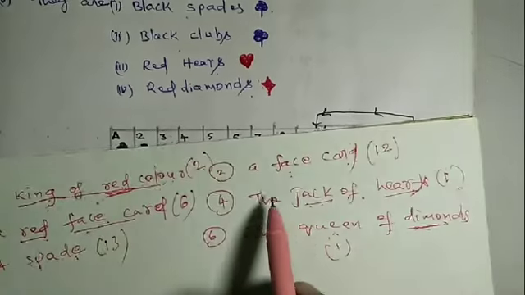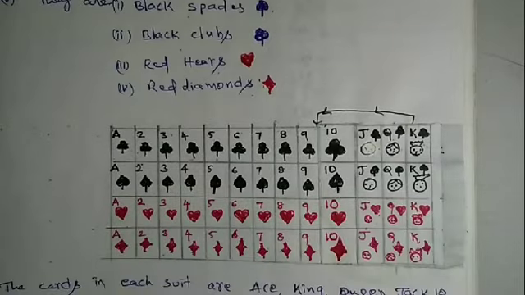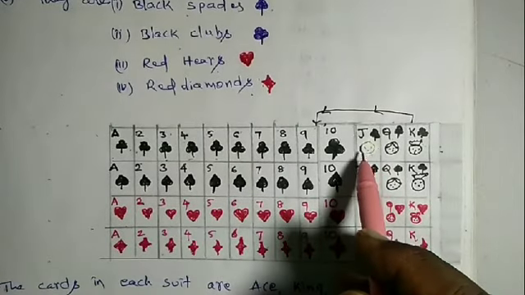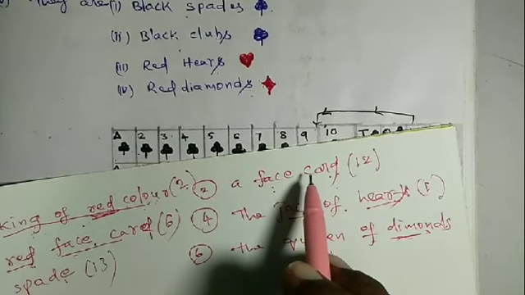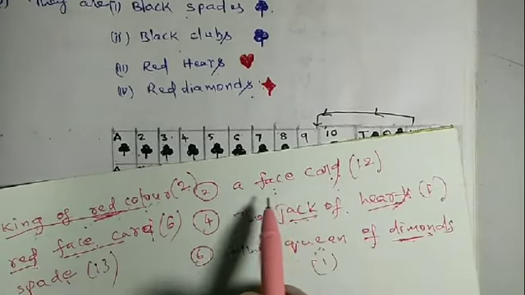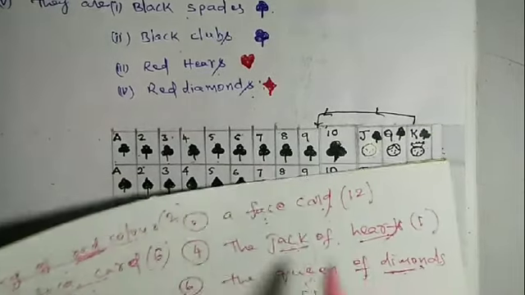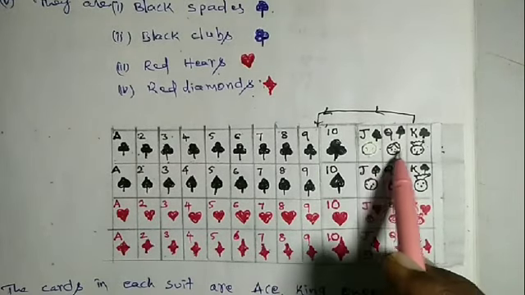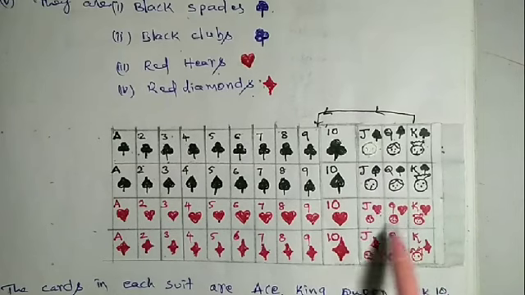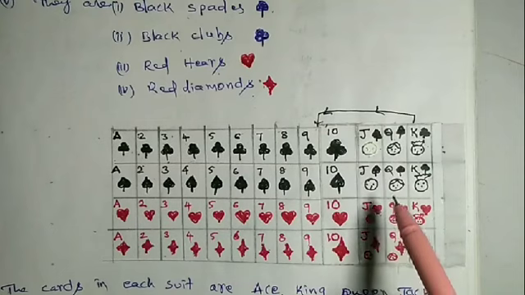Next problem is the face card. A face card means he did not give any color or any symbol. So, all face cards become our favorable outcomes. There are 12 face cards: 1, 2, 3, 4, 5, 6, 7, 8, 9, 10, 11, 12. These are the face cards. This is the favorable outcomes.